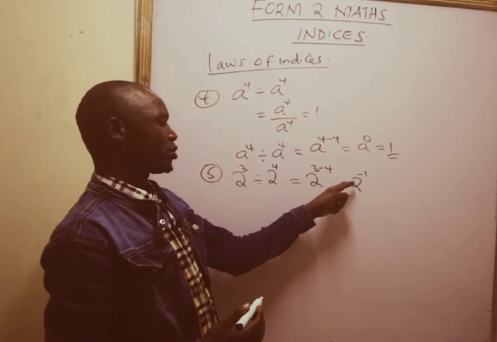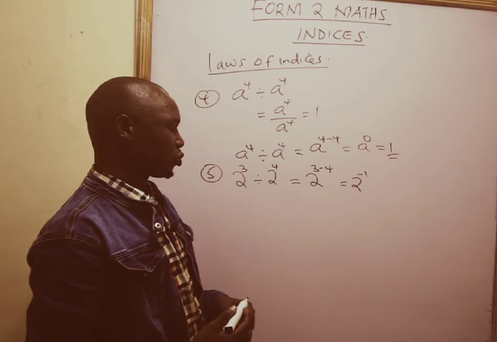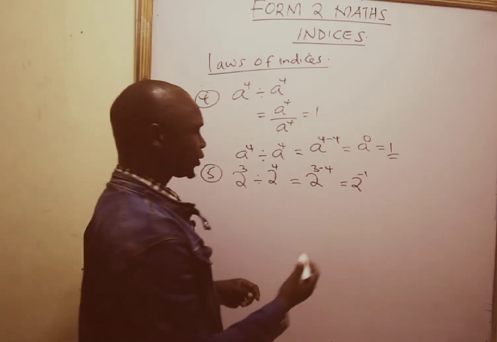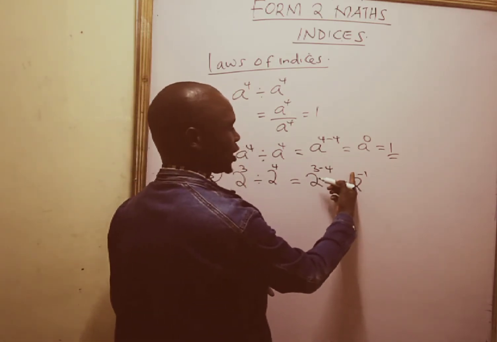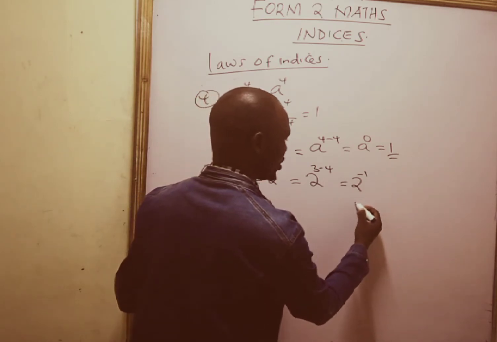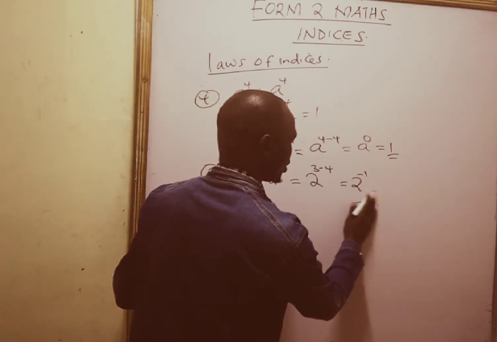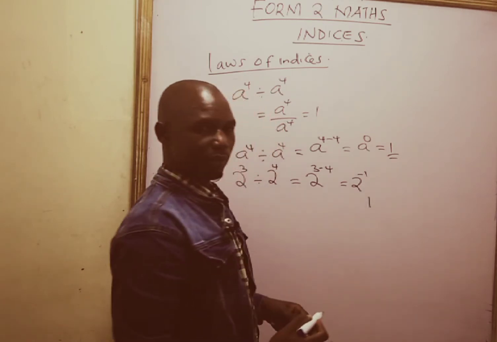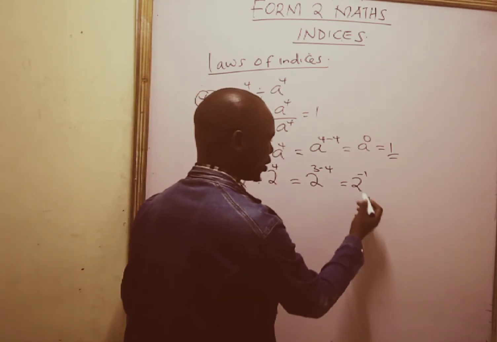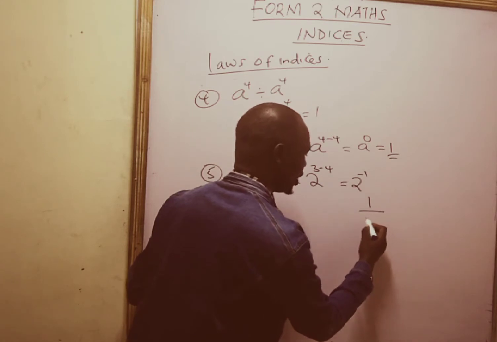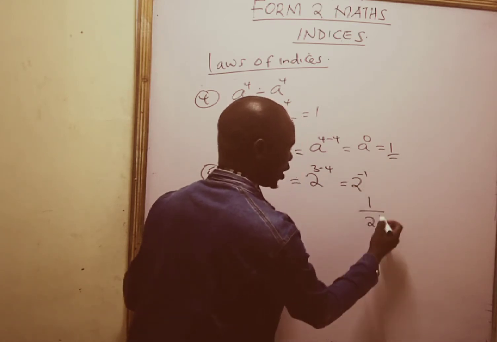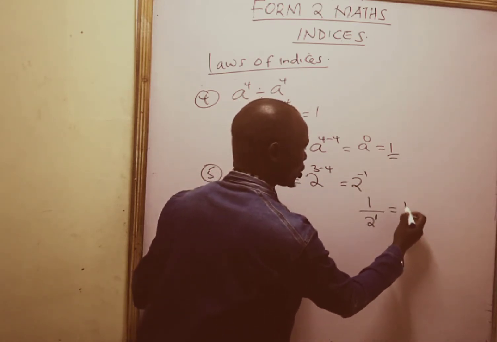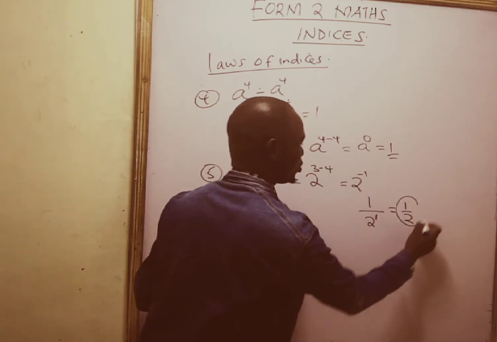And anytime you see a number raised to a negative power, this negative stands for the reciprocal, and therefore this is the same as 1 over the number. Reciprocal of a number means 1 over the number, so we are going to have 1 divided by 2 raised to power positive 1, which is going to simplify down to half.